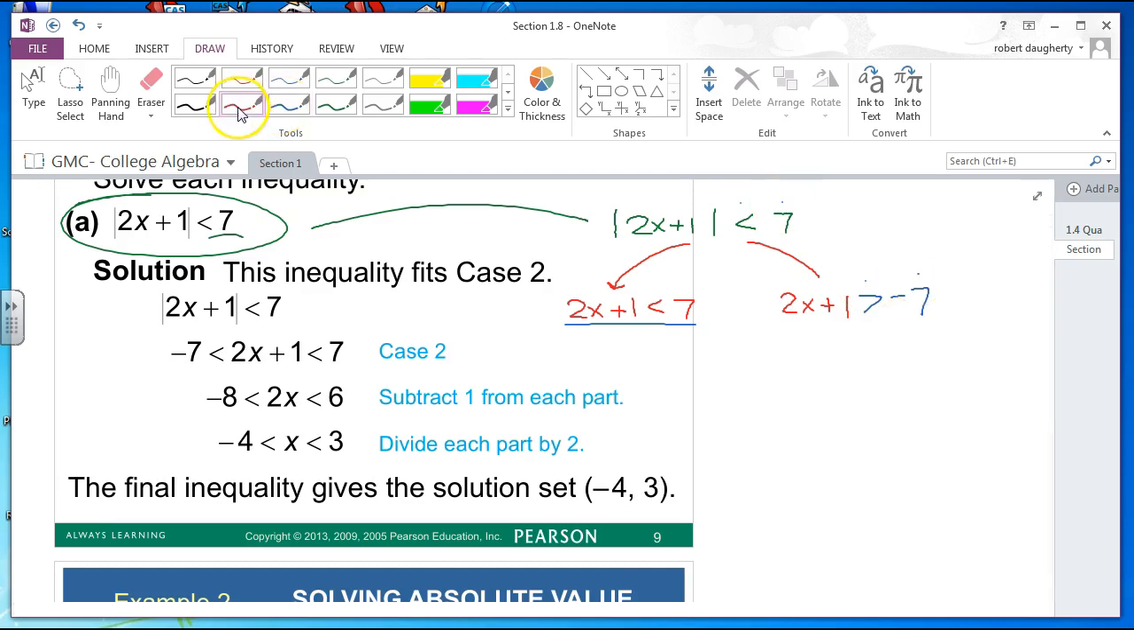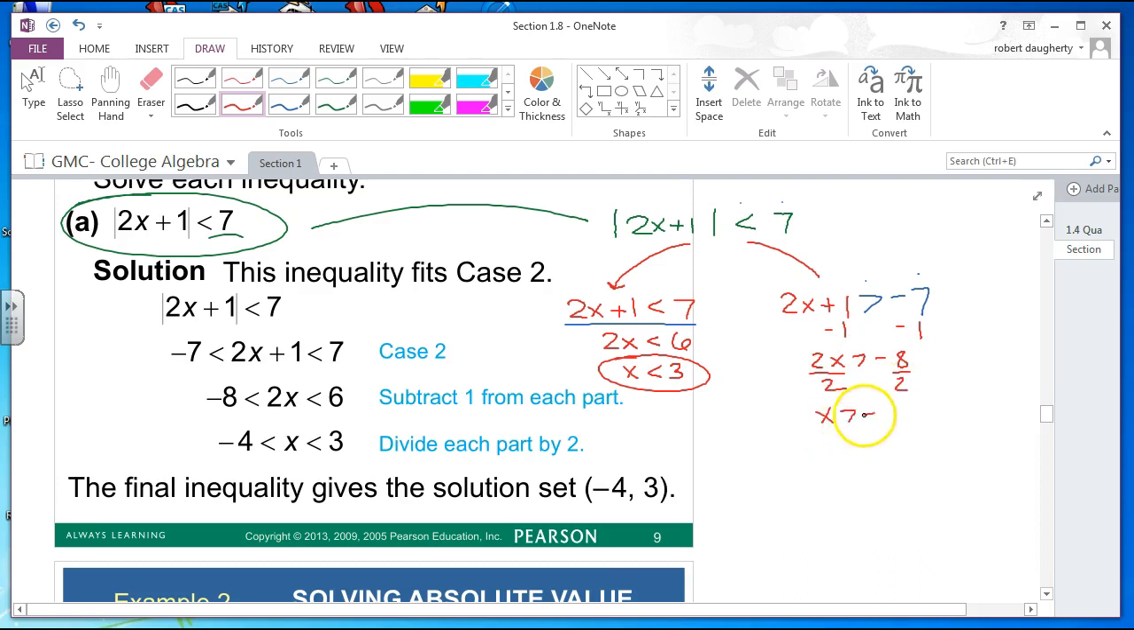So over here on the left, if I subtract 1 from both sides, I get 2x is less than 6. Divide both sides by 2, x is less than 3. Okay. Over here, if I subtract 1 from both sides, I get 2x greater than minus 8. Divide by 2, and I get x is greater than negative 4. Okay. So that is my solution. All the numbers that are less than 3 and greater than -4.